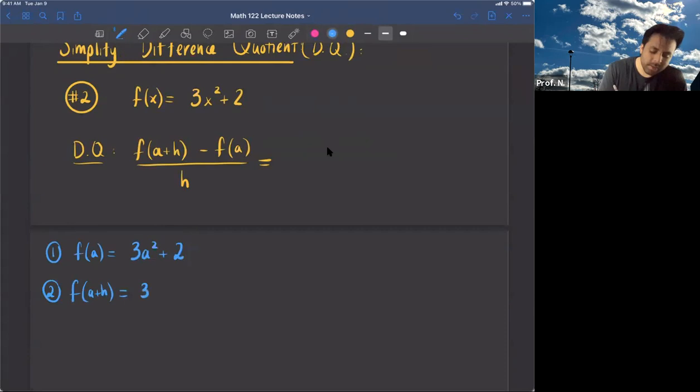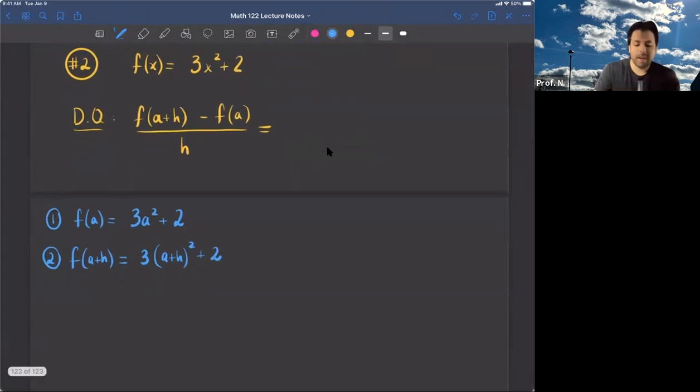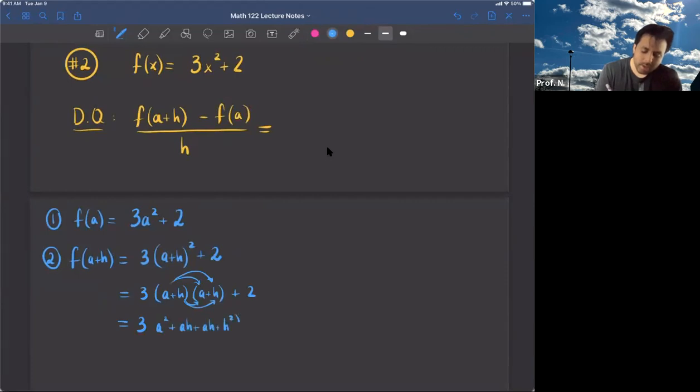The second thing I need to find is f of a plus h. What is this? This is 3 multiplied by a plus h squared, plus 2. Now for this one, I want to further expand this. So this should be 3 multiplied by a plus h times a plus h, plus 2. Now, when I expand everything, I need to FOIL everything out, and I get a squared plus ah plus ah plus h squared, plus 2.